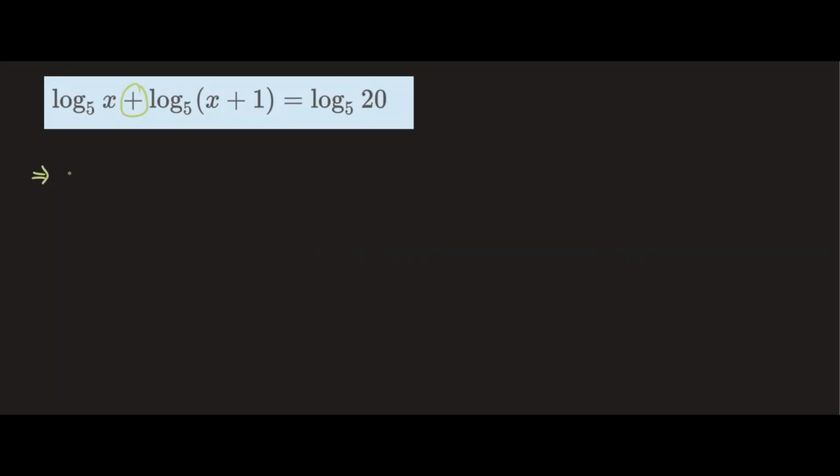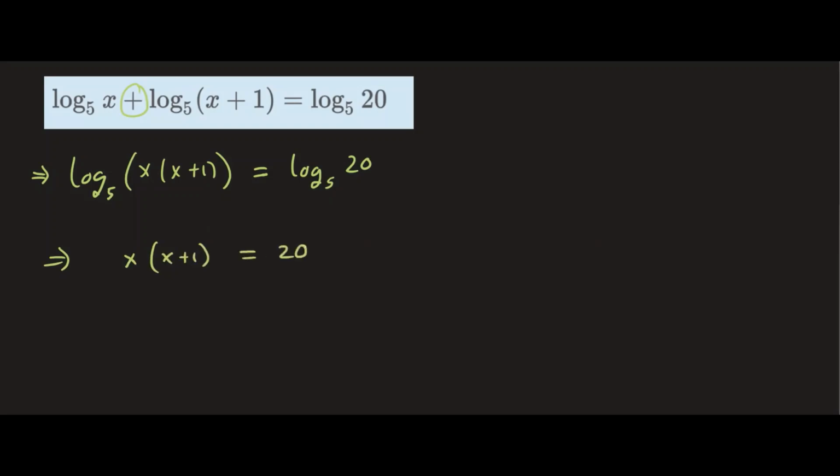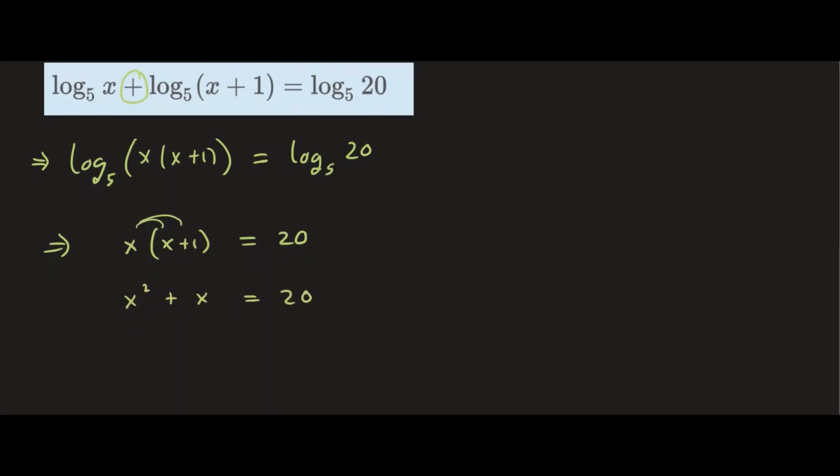So using the laws, this is log base 5 of x times x plus 1 is equal to log base 5 of 20. Now using property number 2 above, we can say this is simply x times x plus 1 is equal to 20. And now that becomes a quadratic equation that we know how to solve. So let's distribute the x. We have x squared plus x is equal to 20. Now I can subtract 20 to make it equal to 0. So we have x squared plus x minus 20 is equal to 0.